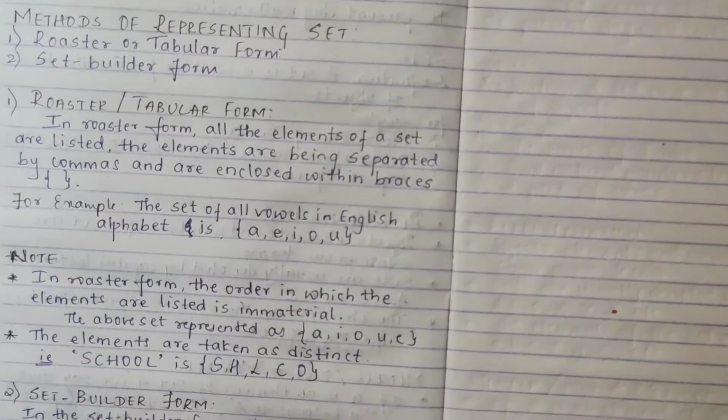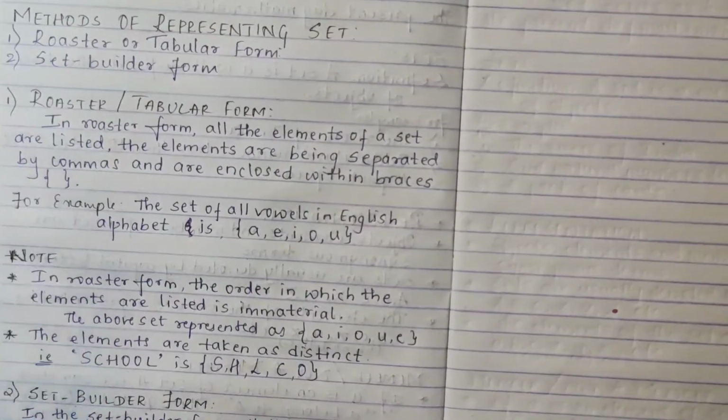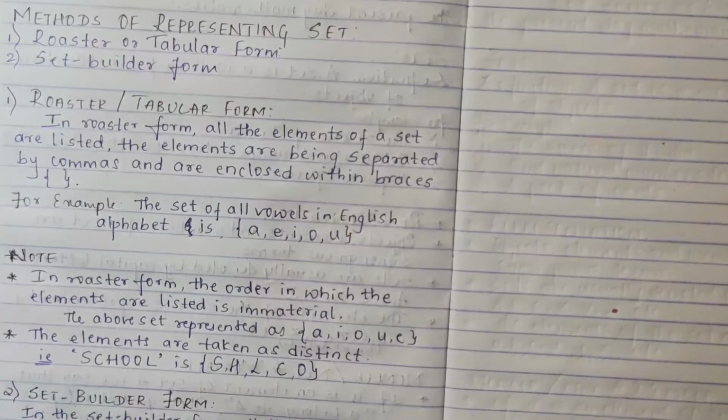Next you have methods of representing a set. You know how to represent a set. Now in that you have two methods. One is the roster or tabular form and the other is the set builder form. So we will see them one by one.